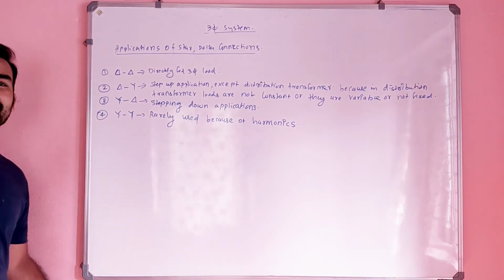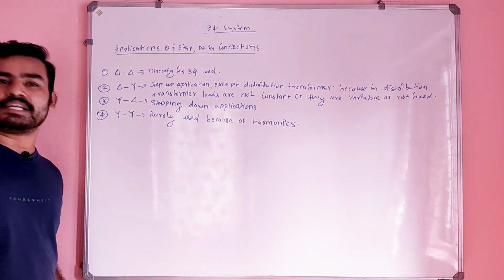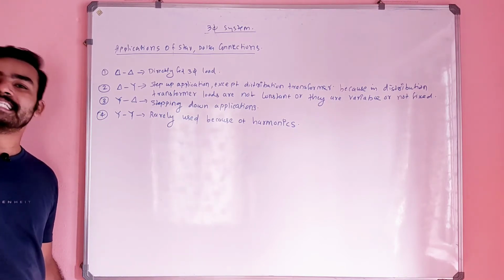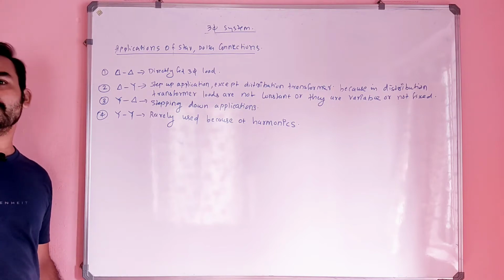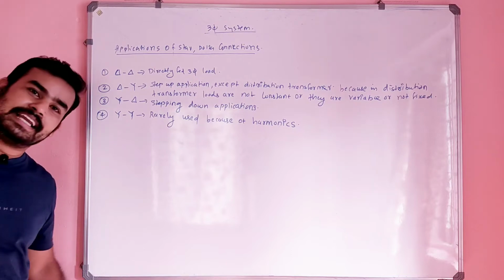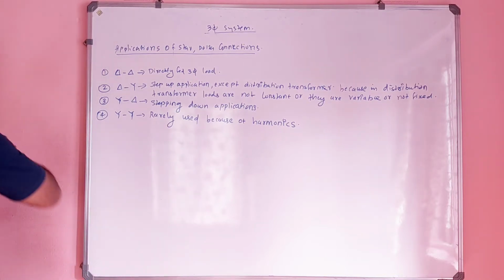In an examination, sometimes this type of question will be asked. Which connection is very rarely used? The answer is star to star. Which connection is used for step down application? The answer is star to delta. So you can answer that also.